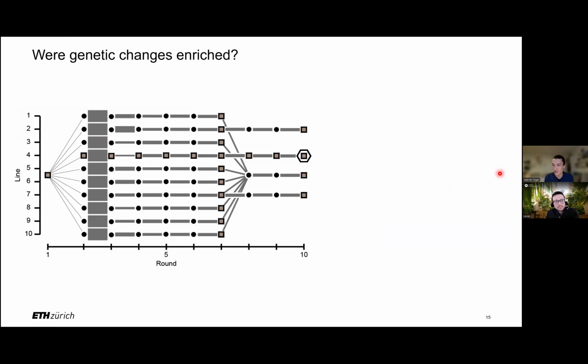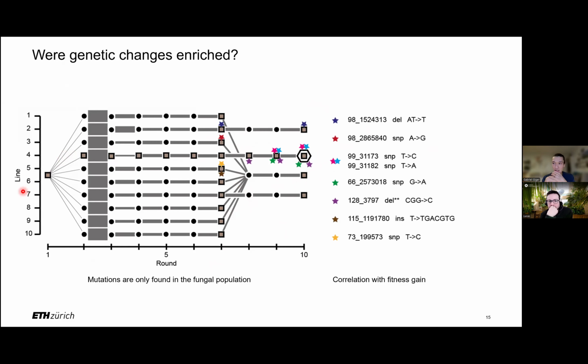And of course, as biologists, we want to know what the underlying genetic factors are. For this, we did population sequencing of both the fungus and the bacteria. We did this at the endpoints at around round 10, but also where we had all the lines going. For the best performing line, which was line 4, we also have time resolved data to see when what changed. When we looked at mutations that started enriching in these populations, we fortunately found some mutations that made the threshold.